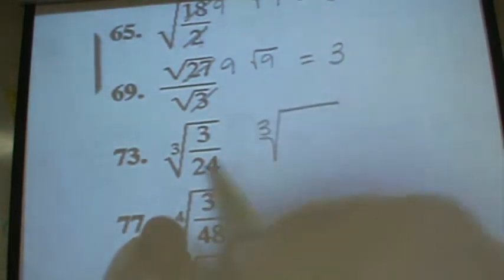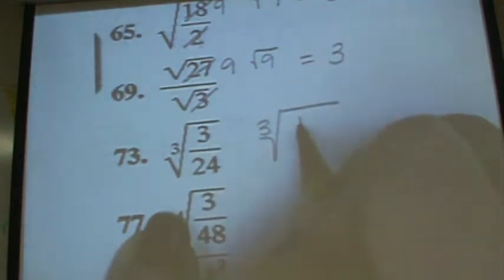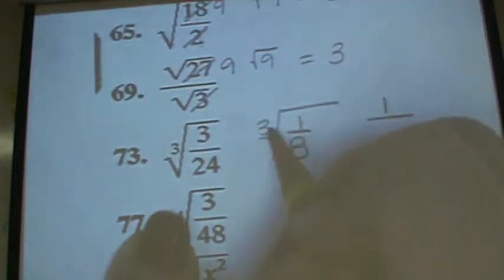You're going to reduce this. This is the cube root. 3 over 24 is 1/8. And the cube root of 1 is 1, and the cube root of 8 is 2.